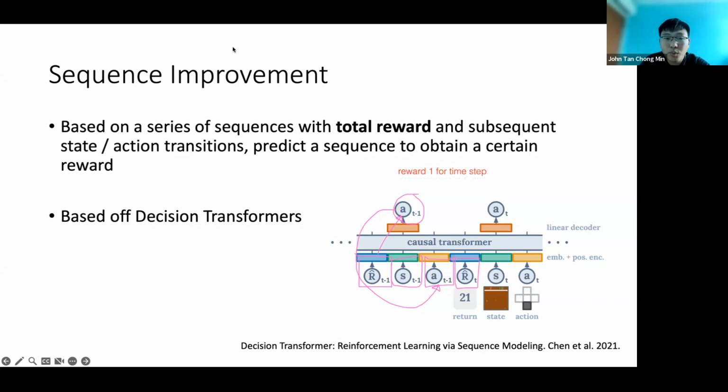Okay, and the total reward we want to get maybe for this Pong game is 22. You get a reward of 1 for the time step, you minus that off the reward, and then you get the next reward, which is 21. Then you give the next state and so on, and then you can predict the next action. So this is basically using transformers with the previous reward, states and actions as the context to try to predict the next action. So this is the decision transformer.